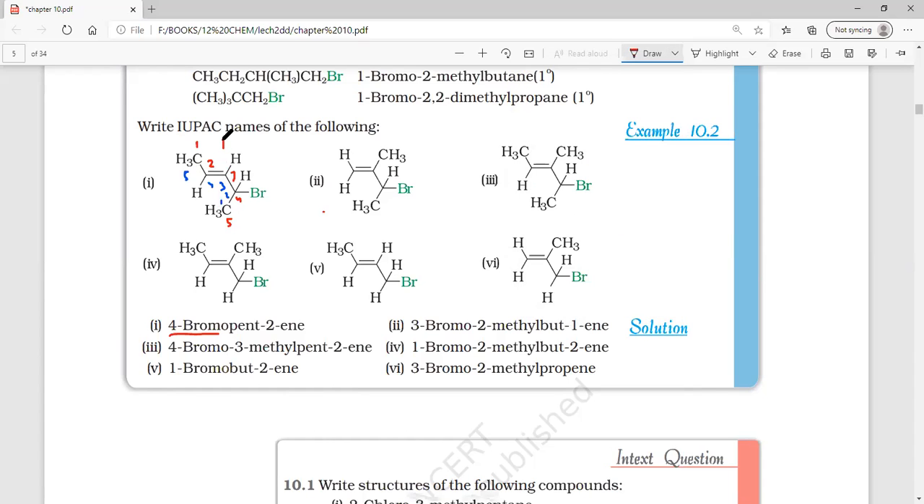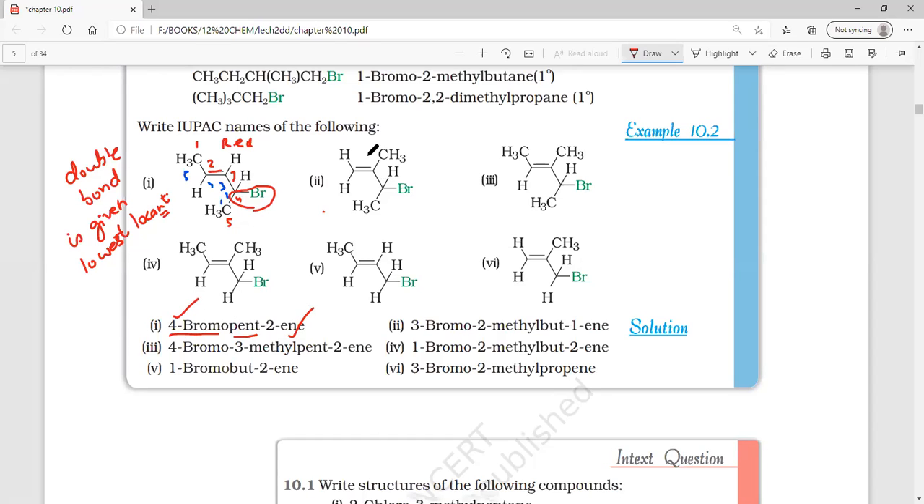Okay, so the red count is correct. Wherever an alkene is there, that alkene will be given priority as the lowest locant. Okay, double bond and triple bond are given the lowest locant, meaning the number of the position. So in this case the name will be 4-bromo, 5 carbon atoms are there, so pent-2-ene.